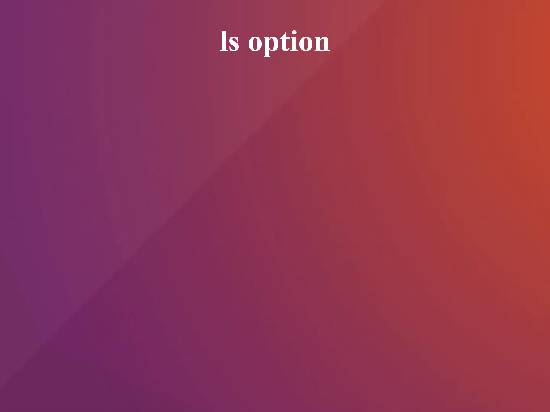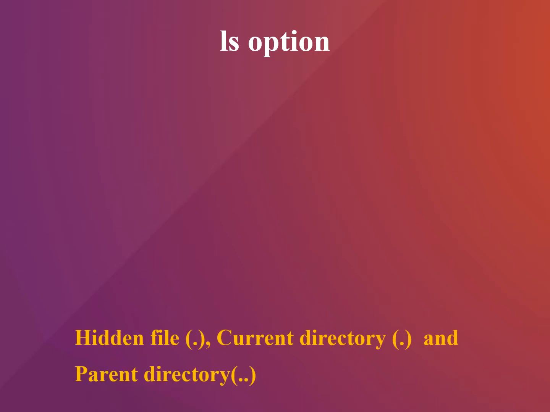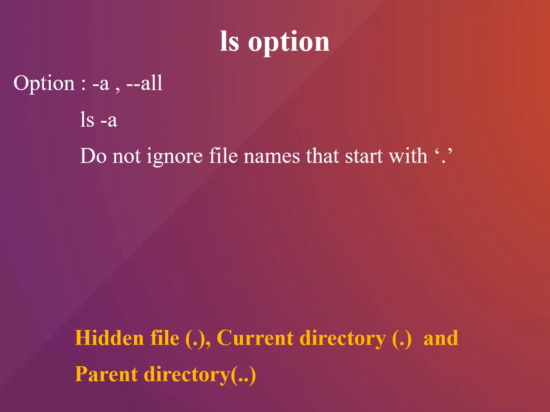In the Linux operating system, hidden files are denoted with a dot. It is given in the beginning of the file name, that is, dot, file name. And each directory has an entry for itself, that is, the dot file, and one entry for its parent directory, which is double dot. We can use option a. Here, a is small. ls -a. It is for not ignoring file names that start with a dot. That is, do not ignore entries starting with dot.